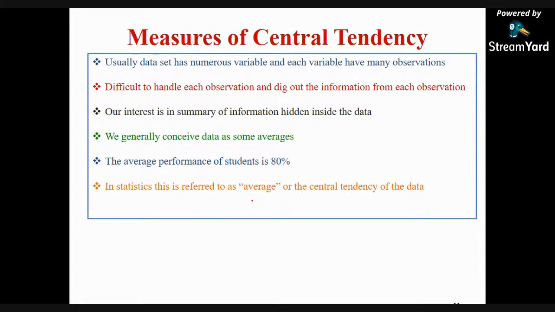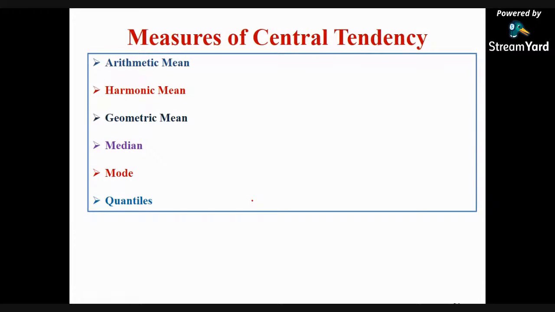In statistics, these average values are referred to as the central tendency of the data. These are the points towards which the data tends to accumulate or move. These are the different measures: arithmetic mean, harmonic mean, geometric mean, median, mode, and quantiles. We will briefly touch on all of them.